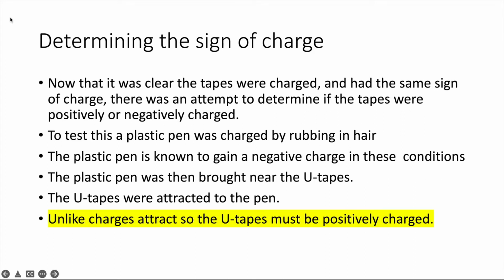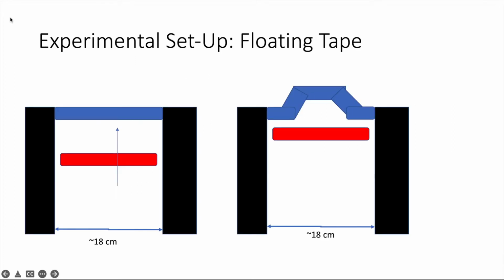The next step was determining the sign of the charge. We had already determined that the tapes were charged and that they had the same sign since they repelled each other. To test this, we rubbed a plastic pen into my hair. The plastic pen is known to gain a negative charge when this happens. It was then brought near the U-tapes. The U-tapes were observed to be attracted to the pen, which shows that the U-tapes must be positively charged.